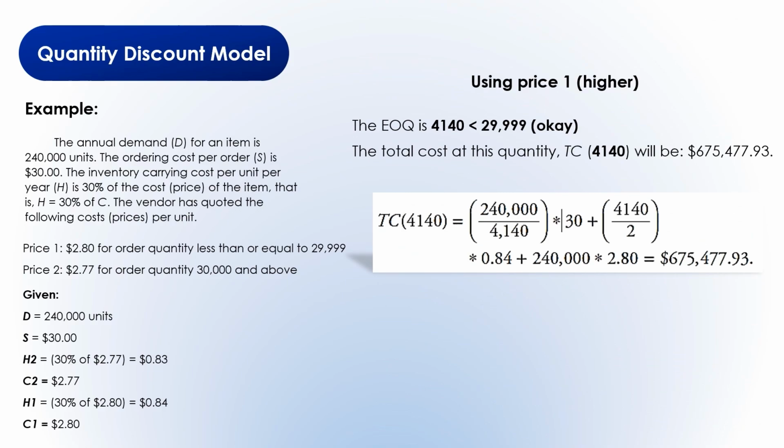Now let's assess the price 1, or the higher price. So from the formula of EOQ, we get Q equals 4,940, which is less than 29,999, which satisfies the requirement for price 1. That for the order quantity, it should be less than or equal to 29,999. So we will use Q as 4,940. And if we substitute in the formula TC, or total cost, then the total cost for price 1 is equal to $675,477.93.